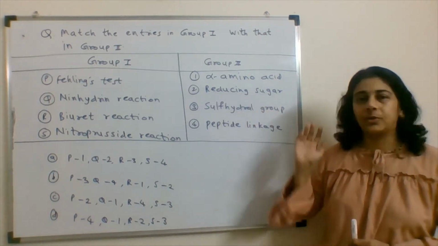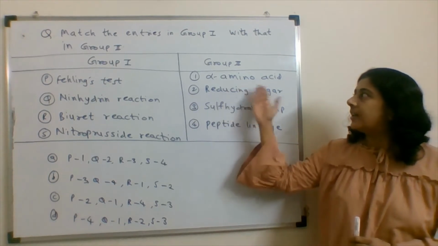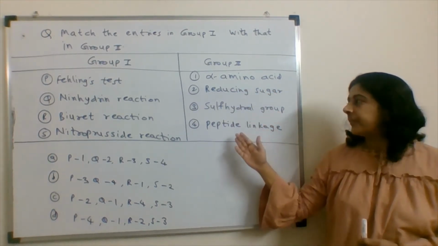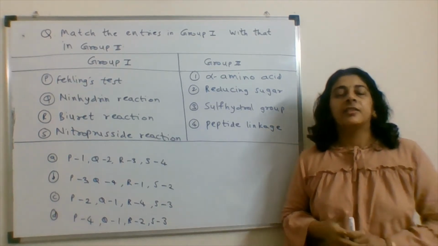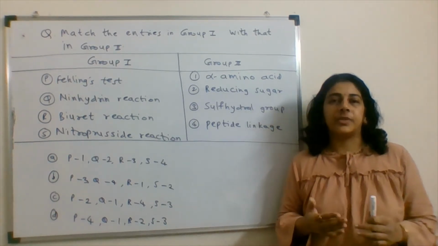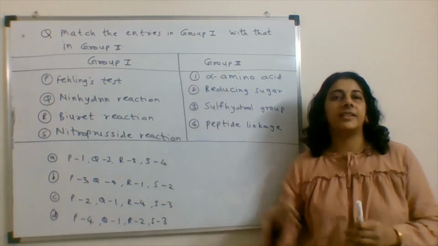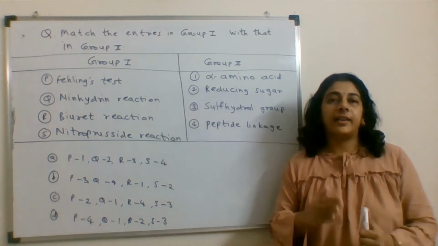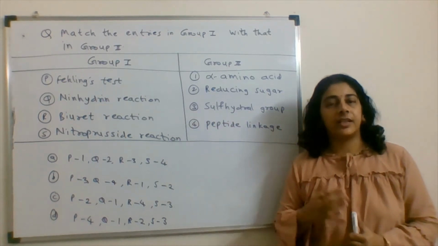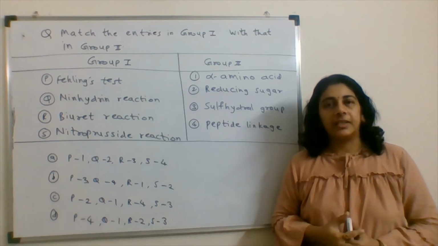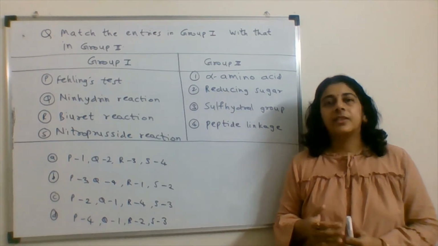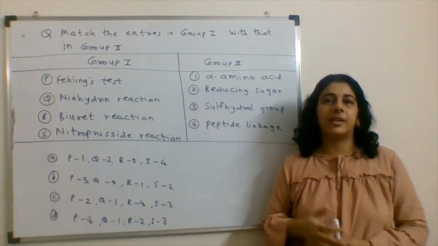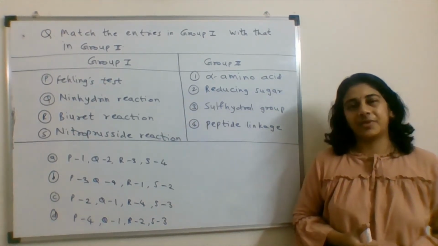In case of group 2, what is given? The alpha amino acid, reducing sugar, sulfhydryl group and peptide linkage. So these are the different groups against which these different tests can be performed. These are the tests to identify whether these groups are there in a chemical or not. Okay, so let's understand what these tests are and how these are performed to identify these groups.